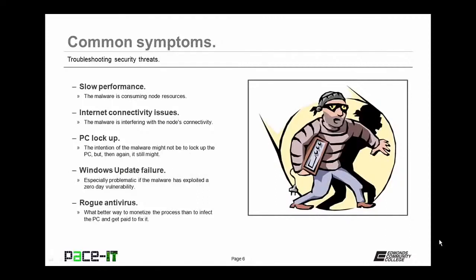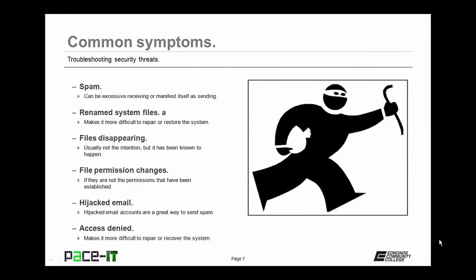If you start getting messages from antivirus that you didn't know you had installed, then you probably have a rogue antivirus malware infestation. Spam is another indication that you have a problem. It can either be excessive receiving of spam, or it may manifest itself as you're sending spam. Malware often renames system files to make it harder to repair or restore the system. If you have files that are disappearing, that's another indication that there might be a malware problem.